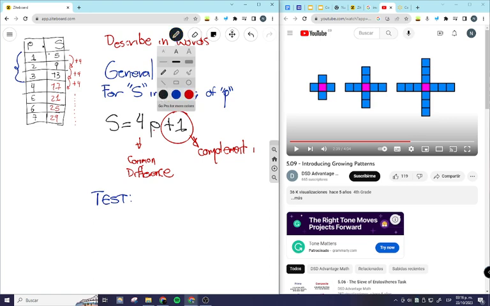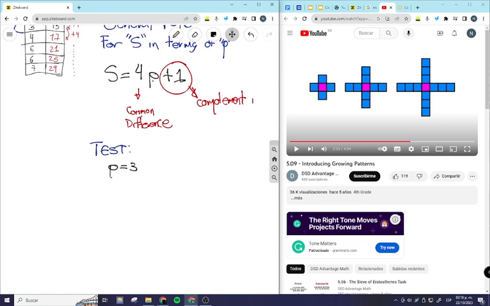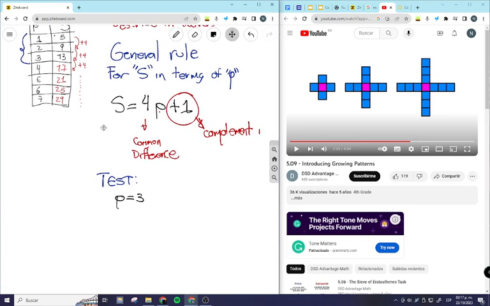What are we going to do? We are going to select any of the positions, any of the p's that we have here. So we can choose either 1, 2, or 3. Let's say that I select 3. Okay, so we are going to test for p equal 3, which means that we are going to test for position 3. And if we do it correctly, the result that we are going to get is 13, because for position 3 there are 13 squares.